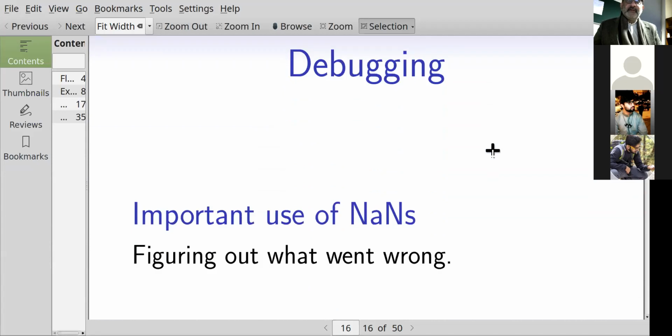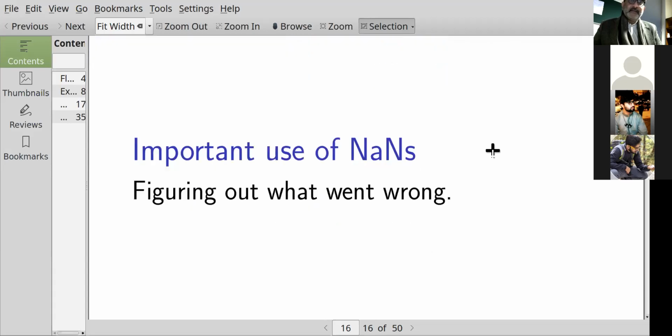So the idea is that later on, when we're writing Python programs and we're throwing up NaNs, they're telling us that something went wrong, and then we're going to do some hopefully intelligent debugging, which will help us to figure out exactly what went wrong.